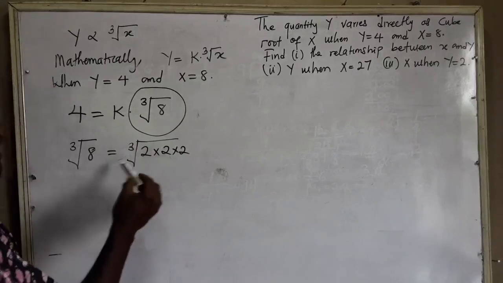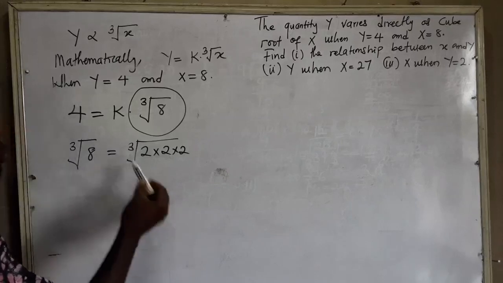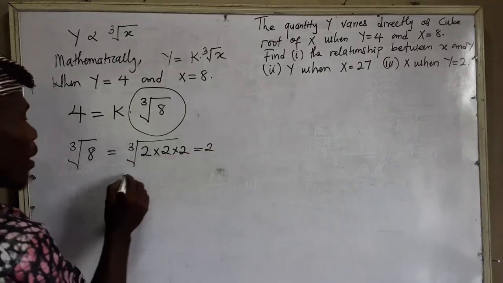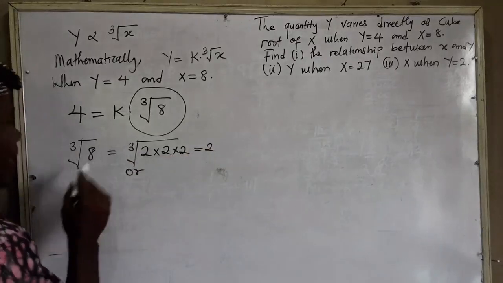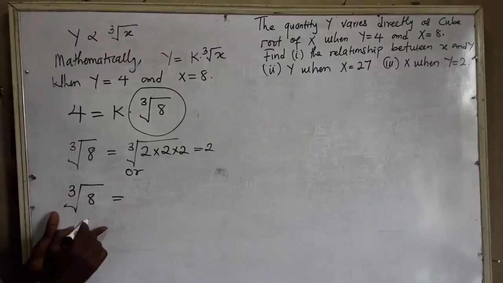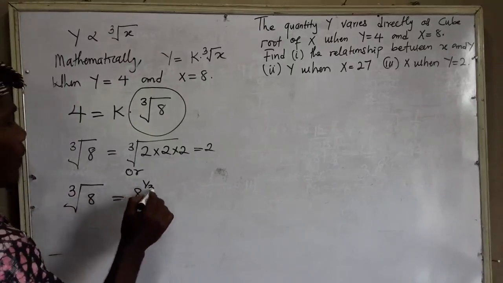So therefore, we were able to see that 2 goes in 3 times in 8: 2 times 2 times 2. So therefore, the cube root of 8 is equal to 2. Or it can also be solved like this in indices form. In indices form, you can rewrite it as 8 raised to power 1 over 3.